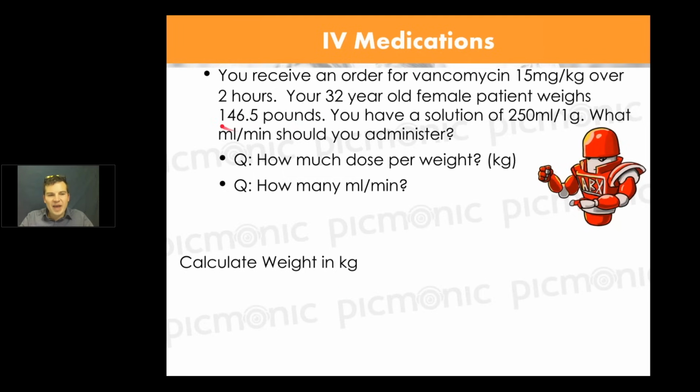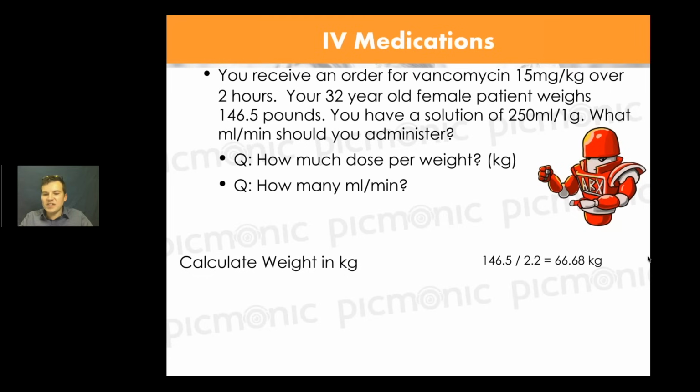So 146 pounds. Well, I know that I'm a much lower number in kilograms than pounds. So if this 32-year-old female patient is 146.5 pounds, what is that in kilograms? Well, I take 146.5 and divide by 2.2, which gives me 66.68 kilograms. And you can see I've taken this to the hundredths place for now, because that's a great place to come back to. I see lots of you typing in answers and skipping steps, so that makes me feel good that we're definitely taking the time to do that.